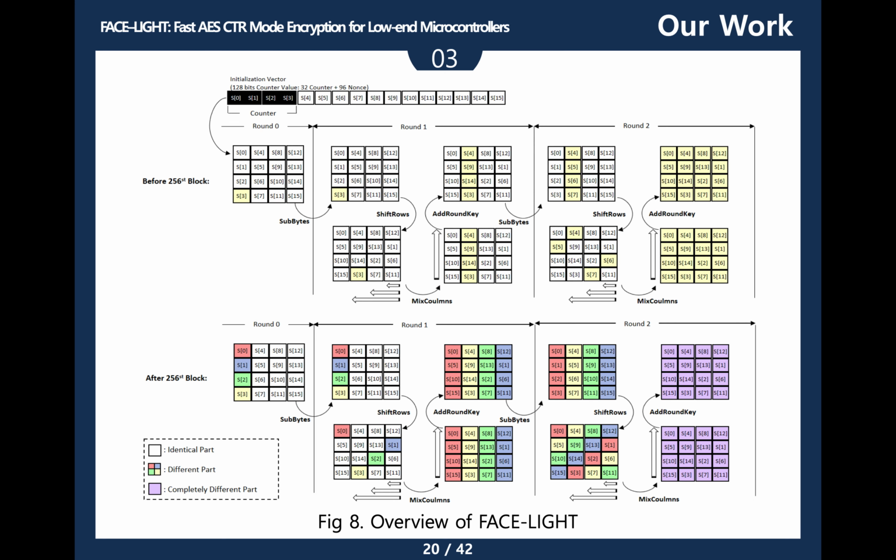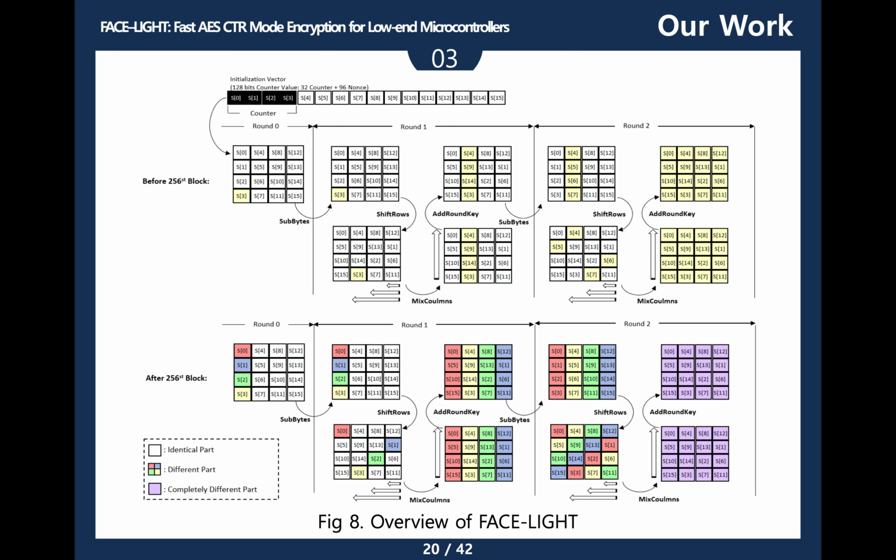And we have rearranged the 32 bits of counter value of the initial vector into the front of the vector here. If we take a look at the screen above, we can see that the counter value S3 spread throughout the round 0 to round 2 like it did in the face.